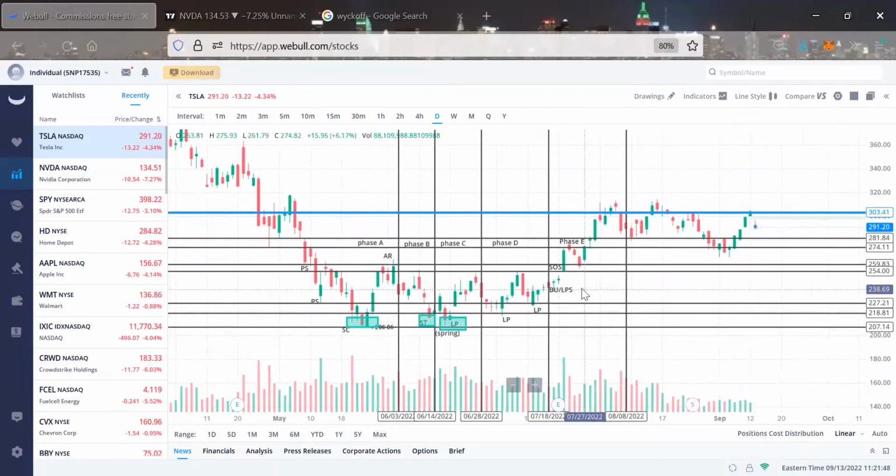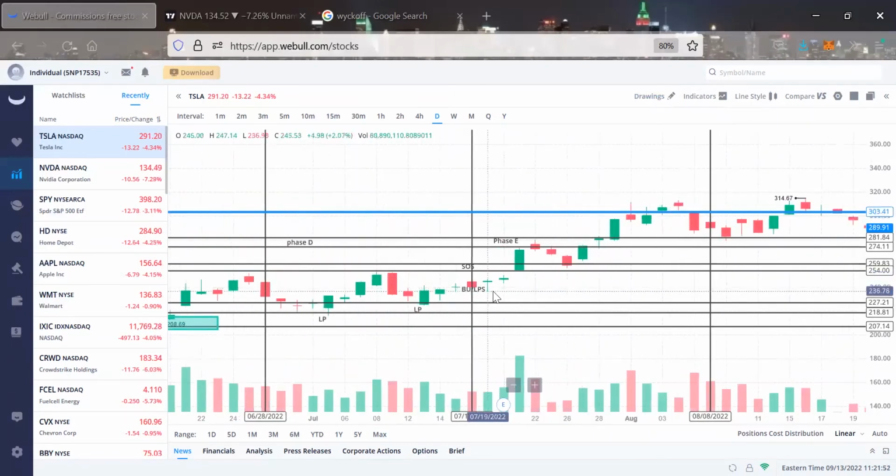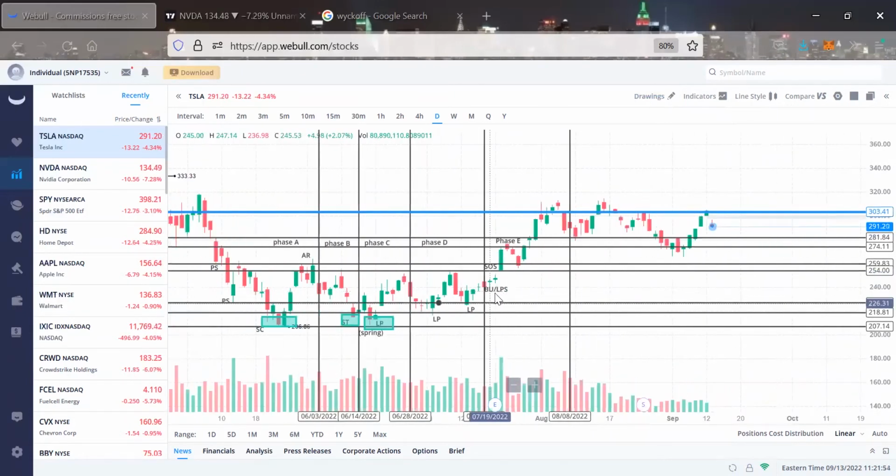And then we have something called phase E, right? Phase E is where the buy up happens. This is also the point of buy up or last point of support. As you can see right here, it starts becoming stronger. And then we have something called sign of strength, meaning that the buyers started to take over.